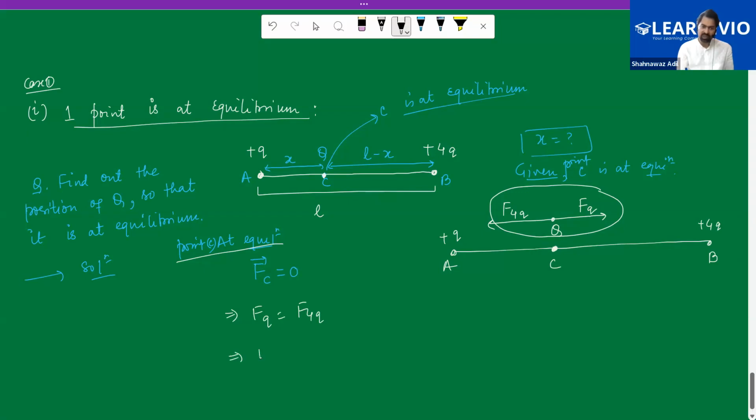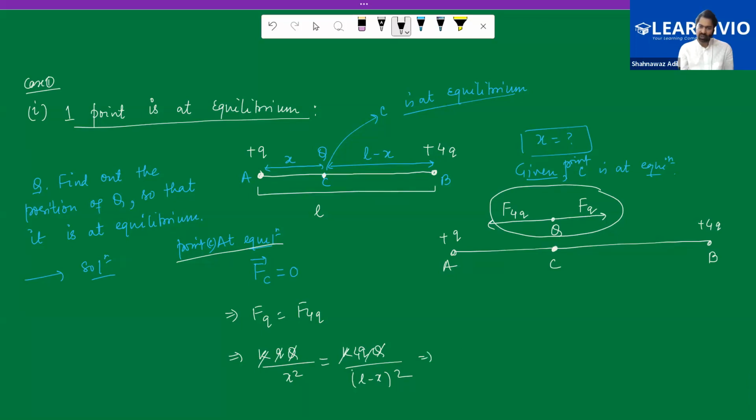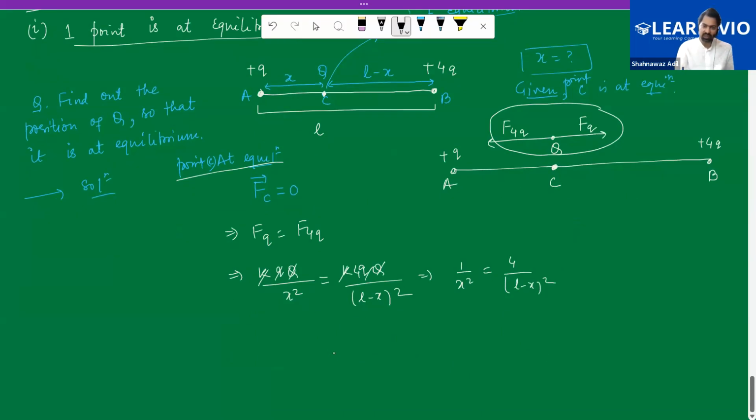How much is FQ? That is K Q Q divided by the separation between them, X squared. And F4Q is K Q times 4Q divided by L minus X whole squared. So K cancels, Q cancels, and we have 1 by X squared equals 4 by L minus X whole squared. Written another way, L minus X whole squared equals 4X squared.